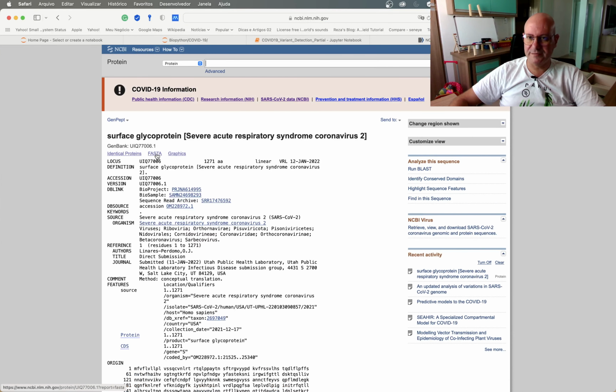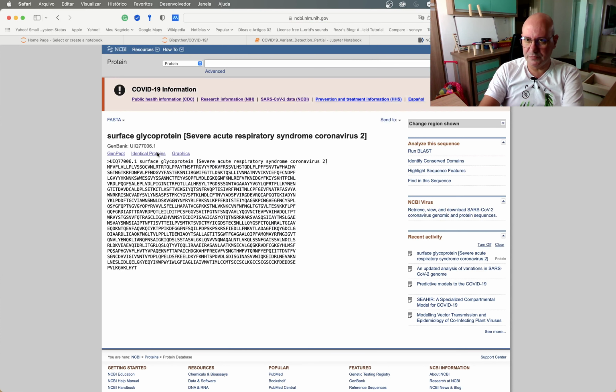Let me go to the FASTA file, which is a sequence of a protein. That's the same as if I take that part of the genome corresponding to the spike protein, transcribe it to RNA, and then translate it into proteins, and then I get this, right, as you've seen. So how can I go from genetic material to this?